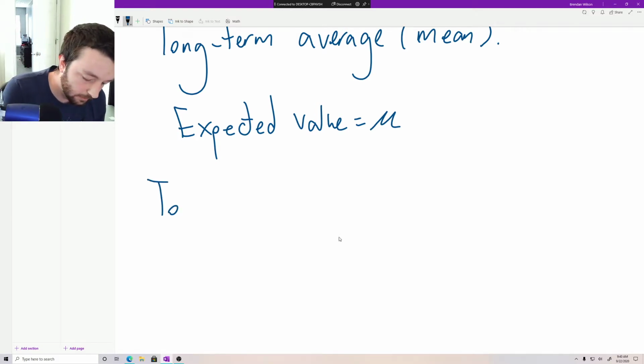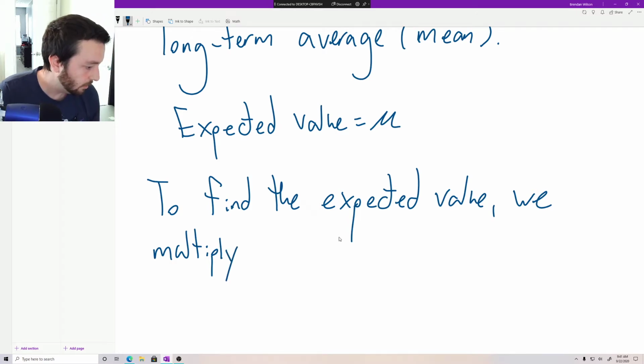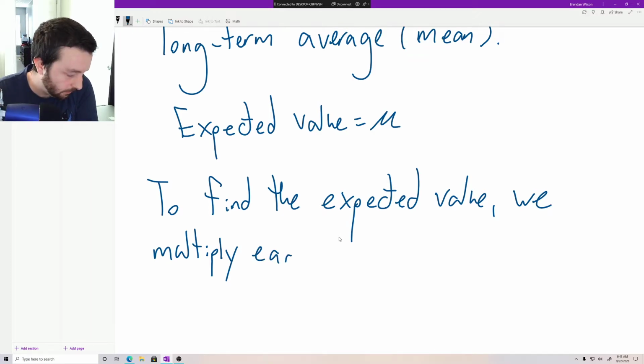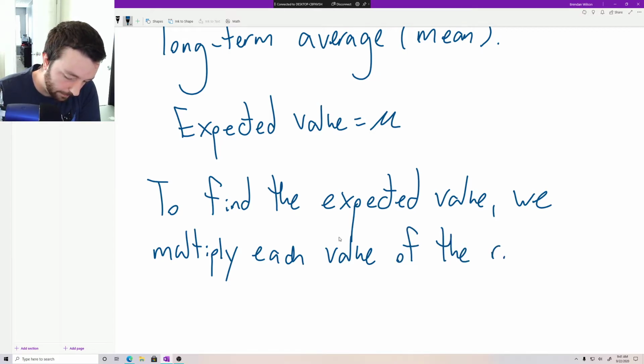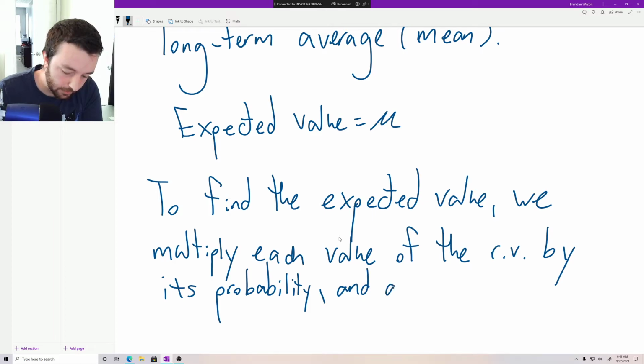So to find the expected value, we multiply each value of the random variable by its probability and add them together.